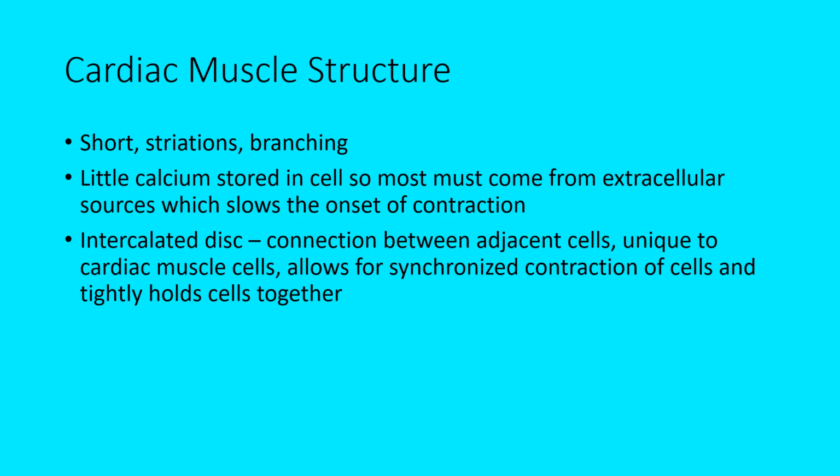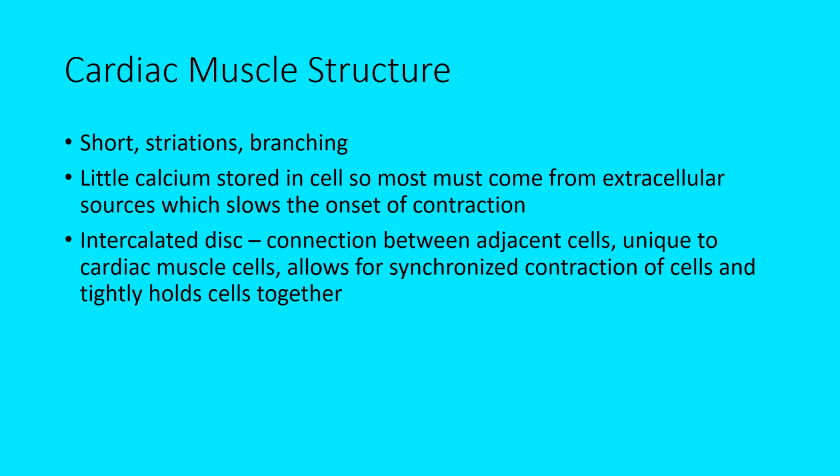Cardiac muscle, if you look at the cellular structure of it, the cells are very short. There's striations. There's a lot of branching with them. There's very little calcium stored in the cell, so that's a difference from what you saw with skeletal muscle, where skeletal muscle does store calcium in the sarcoplasmic reticulum. Cardiac muscle does not.